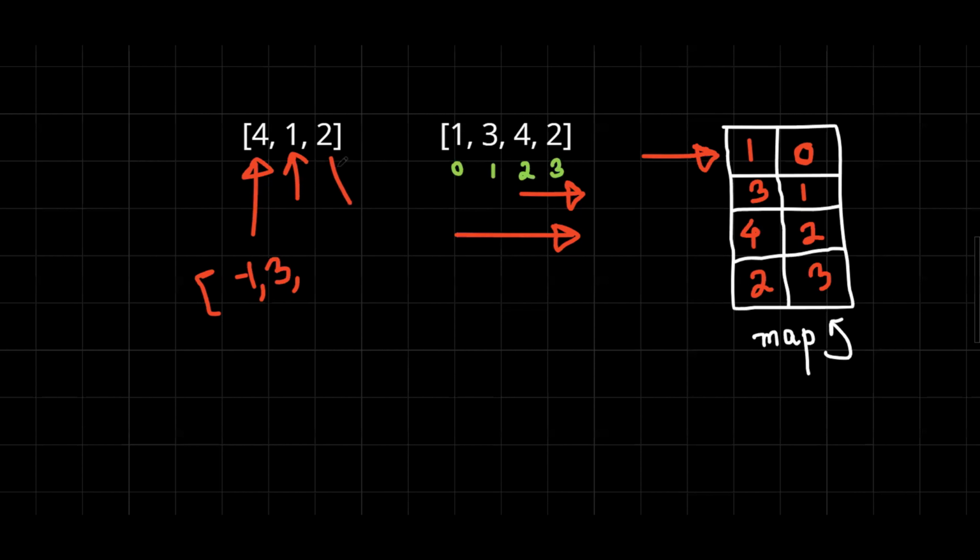Now, for this element 2, we have to check the appearance of the element 2 in the second array. Here we can see that the appearance of the element 2 is at index number 3, which is this. Now we have to check whether there is any element on the right side which is greater than 2 or not. But unfortunately, it does not have any other right element. So we have to add -1 for this element 2. Now, this is the final output.